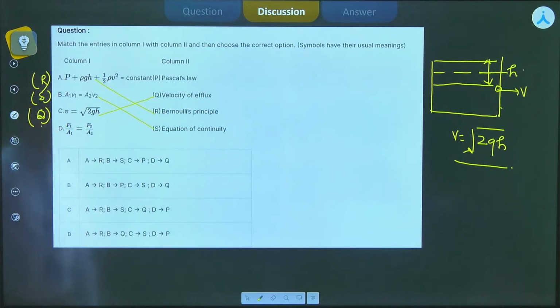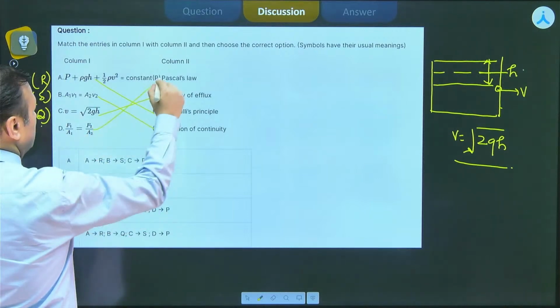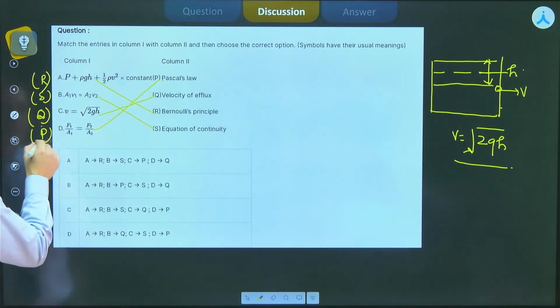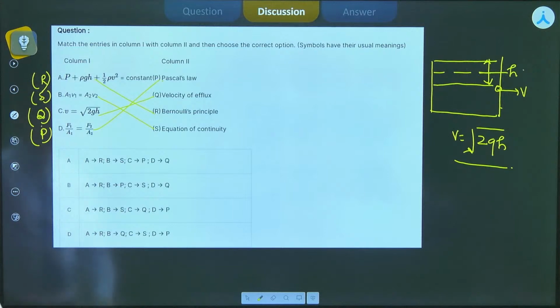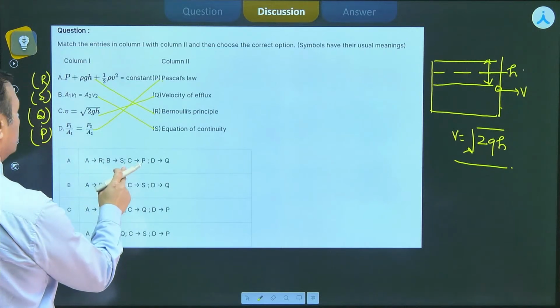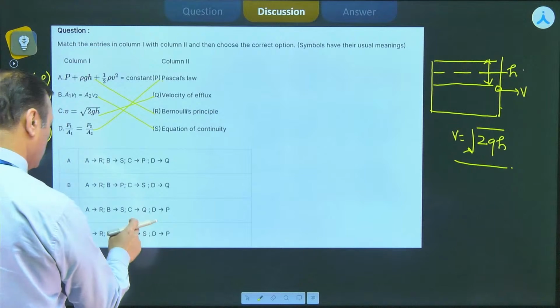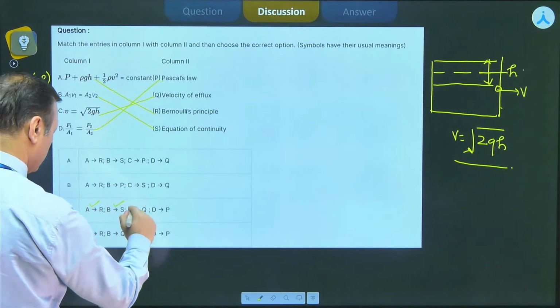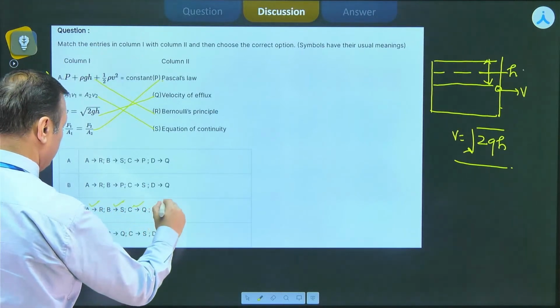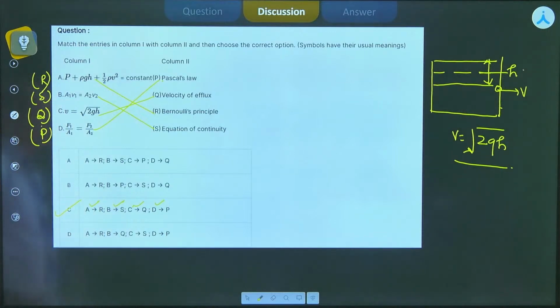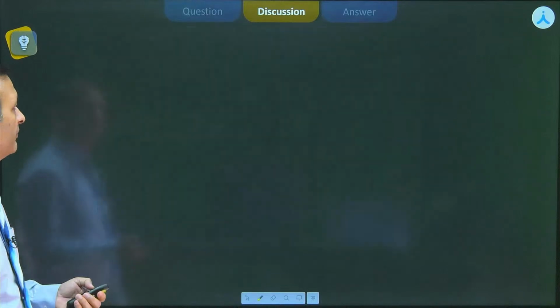F1 by A1 is equal to F2 by A2. This is your Pascal law. So it goes with P. So A goes with R, B goes with S, C goes with Q, D goes with P. So this is the third option, and this is again one of the important formats we have.